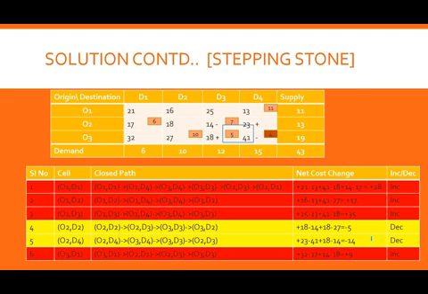So wherever I have an increase, I am not interested in it. Wherever I have a decrease, out of that, I check which is the maximum decrease. The most negative net cost change is minus 14. So the loop is O2D4, O3D4, O3D3, and O2D3. So this is the possible loop which will increase or decrease my cost.